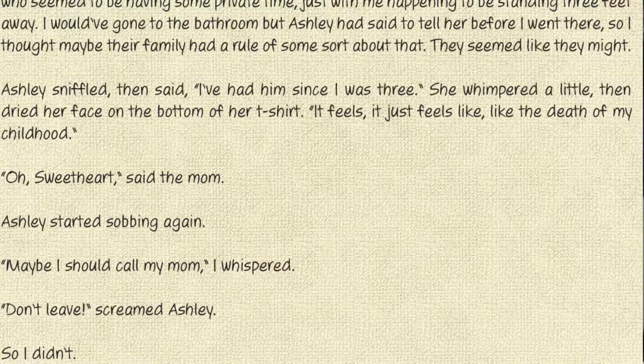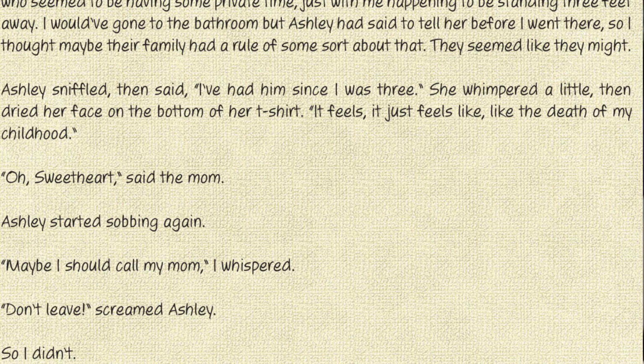You getting this? Anytime there's that new action or new person speaking, this is a good time to do a new paragraph. It helps the reader understand and see what's going on and organizes it for them. So, after I whispered, then Ashley screams, don't leave. A new person is speaking. New paragraph. Then, so I didn't. So I didn't. 3 words is one paragraph.